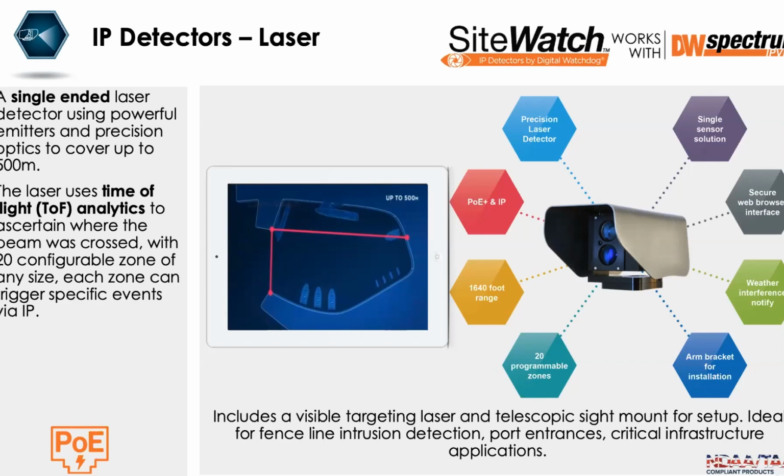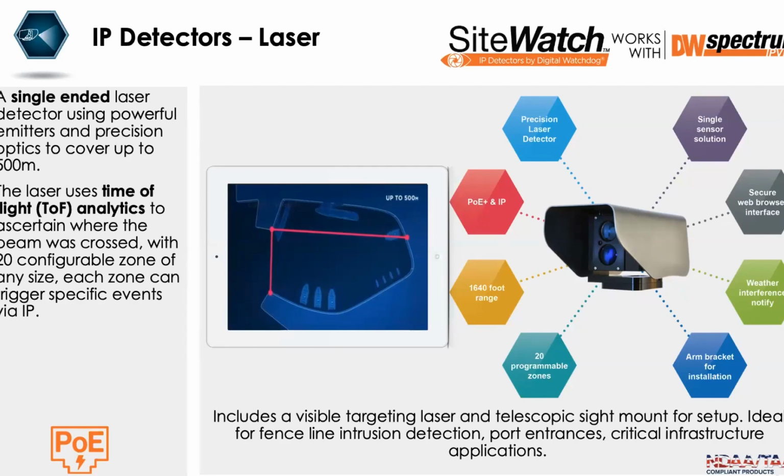The design of this is that it has 20 programmable zones. And within each zone, you can send different messages to Spectrum. So you can identify the zones. You can ignore specific zones. So if you have a roadway or a gate along that fence line, you can set it up to ignore that area and then have it continue on past the gate. It's using a time of flight analytic to ascertain where the beam was crossed, and that's how it sets up with those 20 configurable zones. You can adjust the size of those as well.